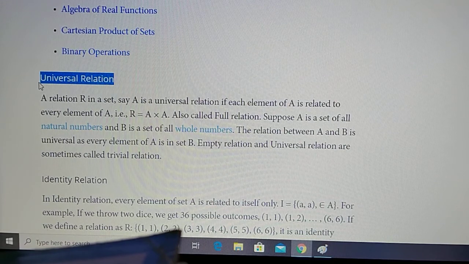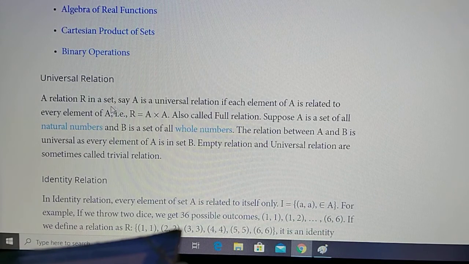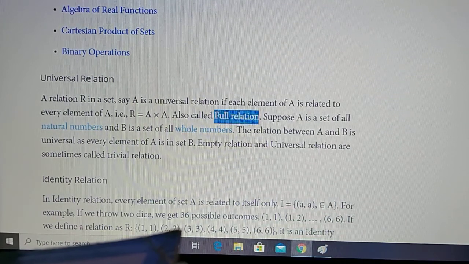Okay, another is the universal relation. Okay, universal relation. So what does it mean? A relation R in a set, say A, is a universal relation if each element of A is related to every element of A. Okay, means if we are talking about a particular relation on A, here it is denoted with R is equal to A multiplied by A. Also, it is known as a full relation, but you just need to remember universal relation.